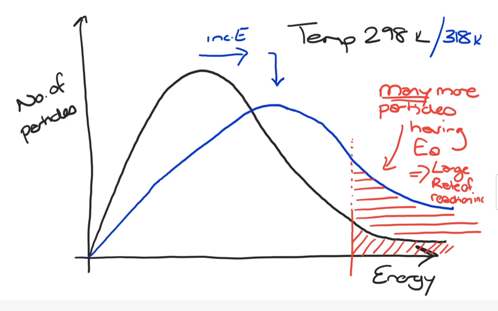In the next one, we will have a look at how concentration changes, that and pressure being an analogous discussion, but how concentration affects the position of a Maxwell-Boltzmann distribution and how that subsequently affects a rate of reaction.